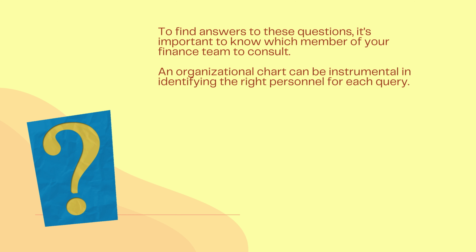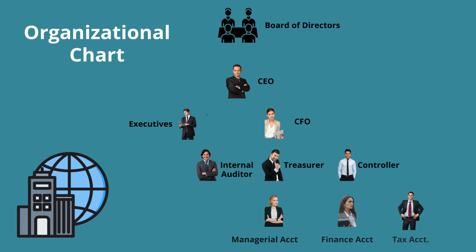To find answers to these questions, it's important to know which member of your finance team to consult. An organizational chart can be instrumental in identifying the right personnel for each query. This organizational chart outlines the typical structure of accounting and finance departments within most corporations. The chart depicts a hierarchical setup where personnel at lower levels report to their superiors. For instance, a managerial accountant would report directly to the controller.